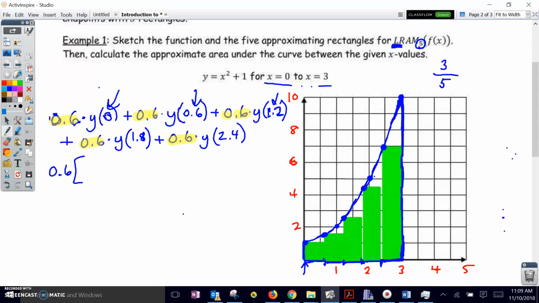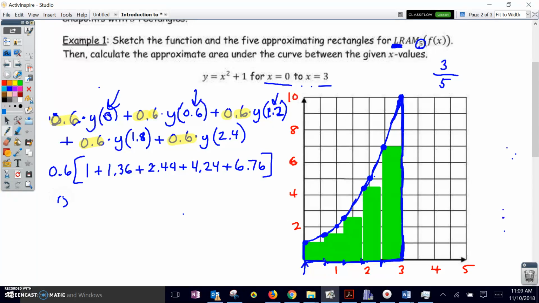So for the first rectangle, I put 0 in there. 0 squared plus 1 is 1. For the next rectangle, I put 0.6 in there. 0.6 squared plus 1 is 1.36. I put 1.2 in there. 1.2 squared plus 1 is 2.44. Then I put 1.8 into the function. 1.8 squared plus 1 is 4.24. And I put 2.4 in there. 2.4 squared plus 1 is 6.76.